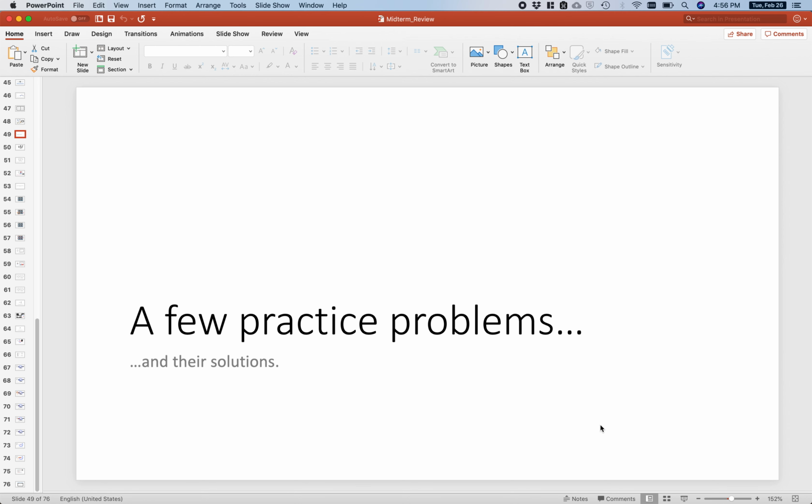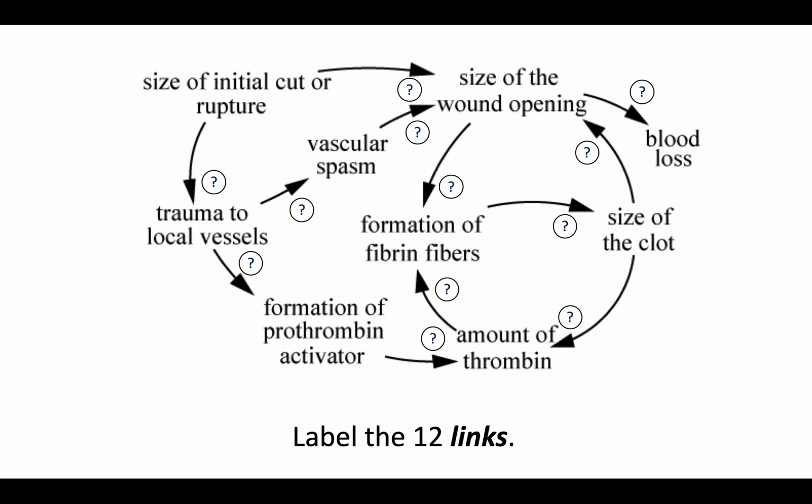So, just a few practice problems, starting from this slide in the presentation that I gave in class. I started out with a practice problem like this where I could give you a causal loop diagram that you might not be very familiar with, and it might look very complex, and I might ask you to do things. So label, for example, links that are unlabeled.